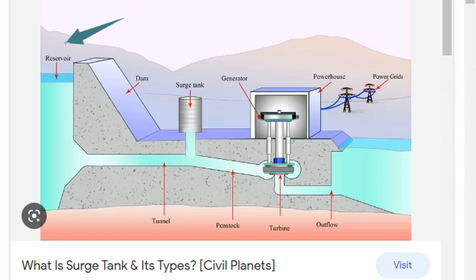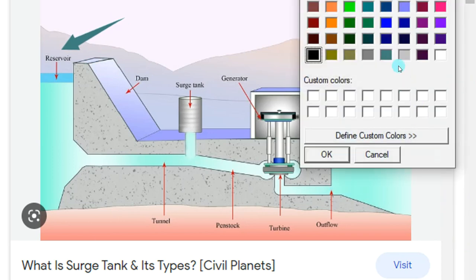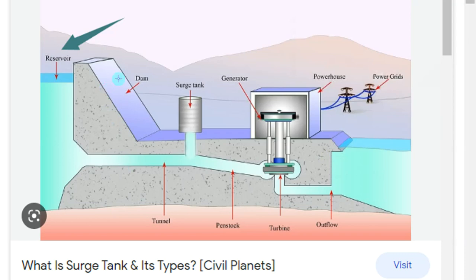The reservoir, like you can see, is a reservoir full of water. And then after this we have a dam constructed. That might be a concrete dam, that might be a masonry structure, and when this water level crosses the top surface of the dam, the water flows on top of this dam, like in this direction, right? So here it comes as a surge tank.